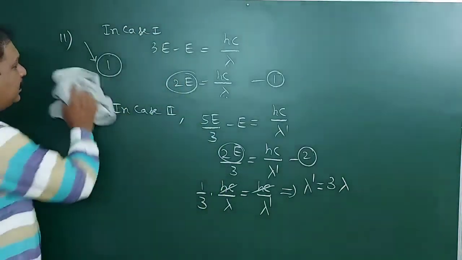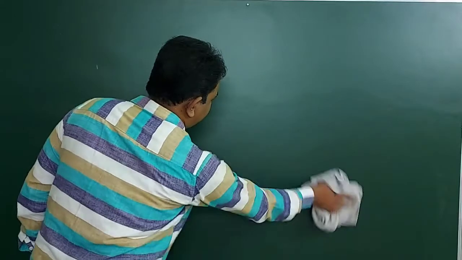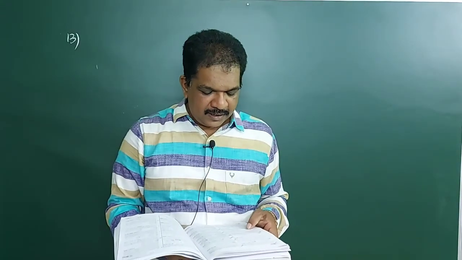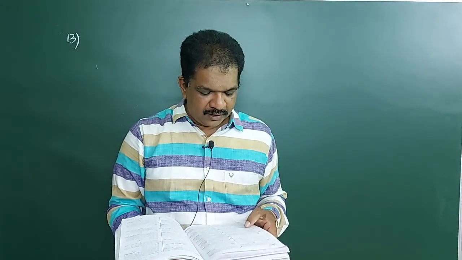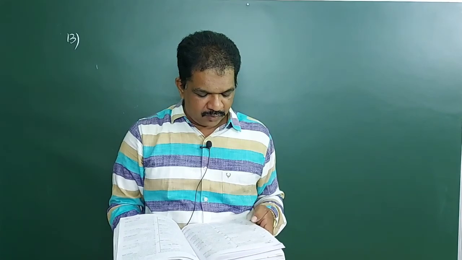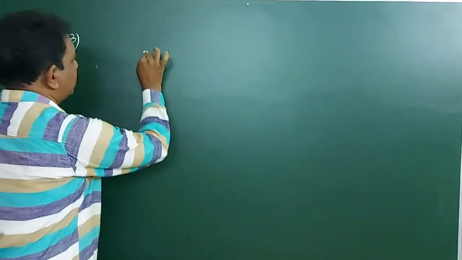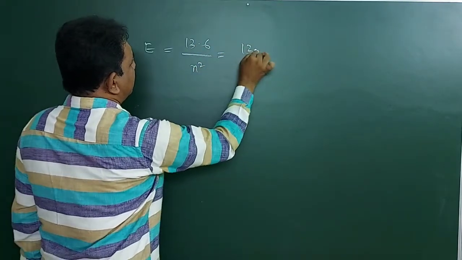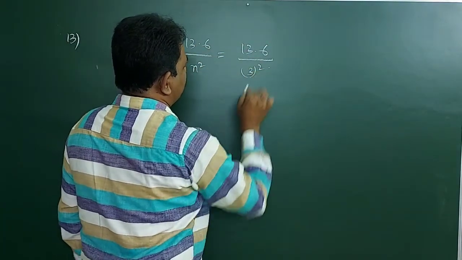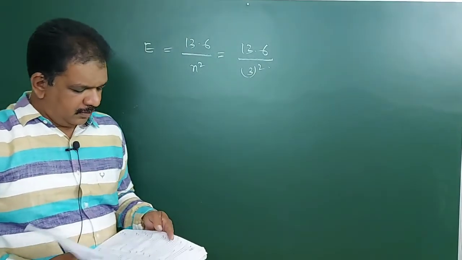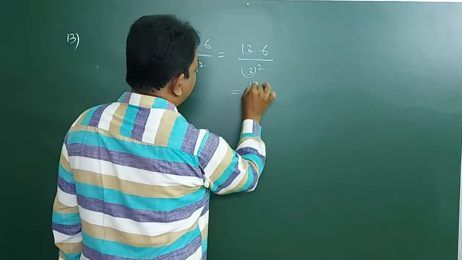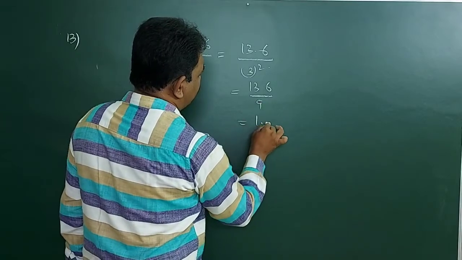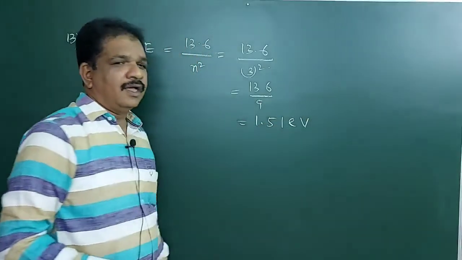Next, see the 13th question. What they are asking. What is the energy of the electron revolving in the third orbit expressed in electron volt? So E is equal to 13.6 by n², 13.6 by 3², so 13.6 by 9. 9 ones are 1.51 electron volt.